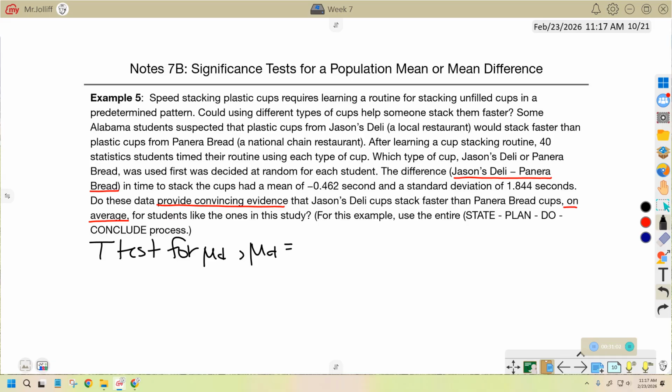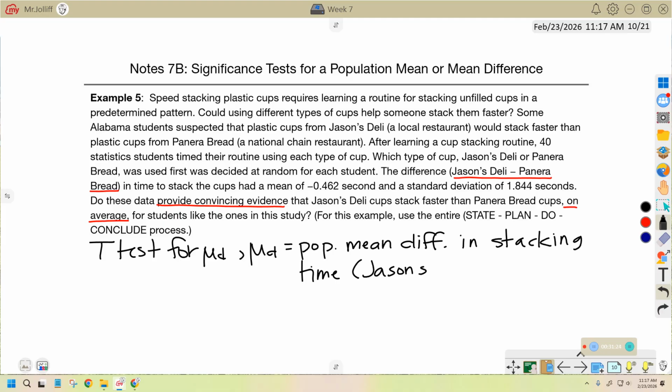So this is the population mean difference in stacking time. And then I'm going to write the actual subtraction. I am doing Jason's Deli minus Panera. Population mean difference in stacking time, Jason's Deli minus Panera.